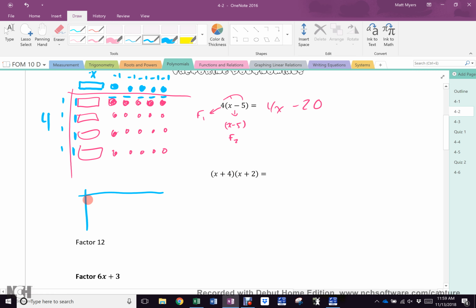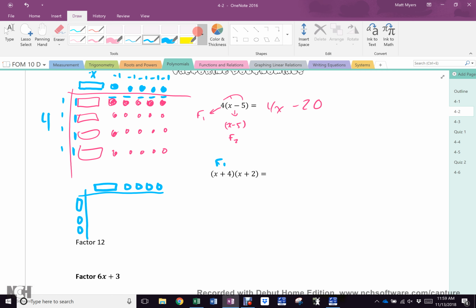What is one of the two factors? X plus 4. Why is x plus 4 a single factor when it is two terms? Brackets. So I have x plus 4 as factor 1. So I would draw that here. X, 1, 2, 3, 4. What is the other factor? X plus 2. And then I would fill it in.